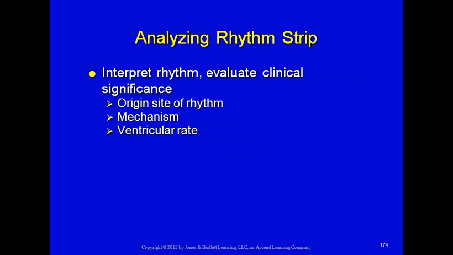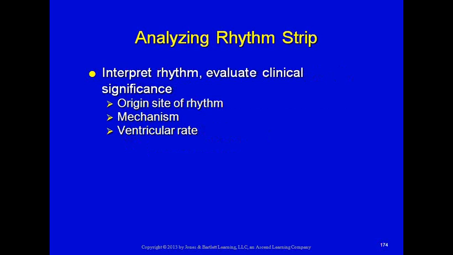So once we've interpreted the rhythm using these steps: what is the rhythm, what is the rate, is there a P for every QRS, is my PR interval normal, is my QRS width normal, is my QT normal, is my T wave inverted or peaked, is my ST segment elevated or depressed. Once I've done all that, then I can identify where the rhythm is coming from and what it's doing.